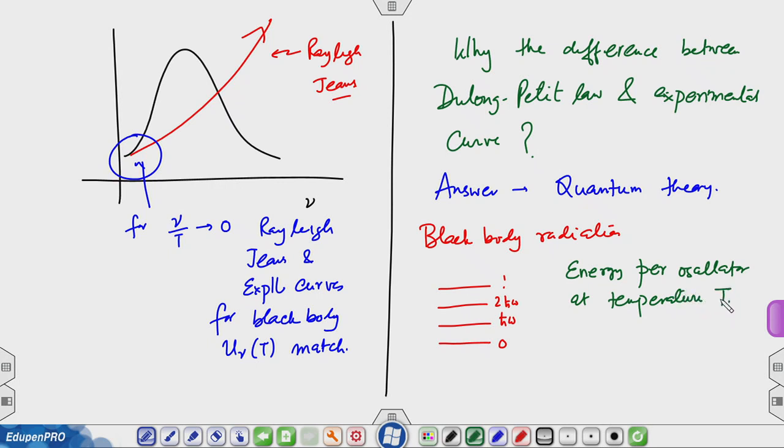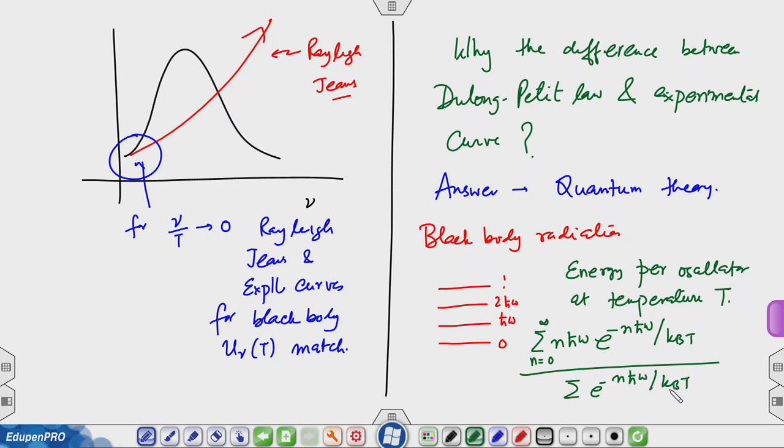how would I do it? The probability that it has n h cross omega energy is proportional to e raised to minus n h cross omega over kBT. Then I multiply by n h cross omega, sum over n equals 0 to infinity, and divide by summation e raised to minus n h cross omega over kBT. This will be the average energy. The average is thermal.